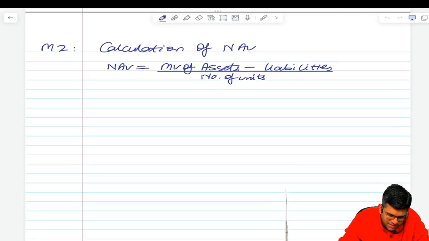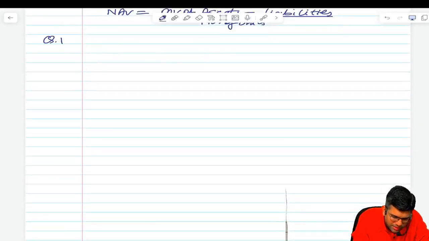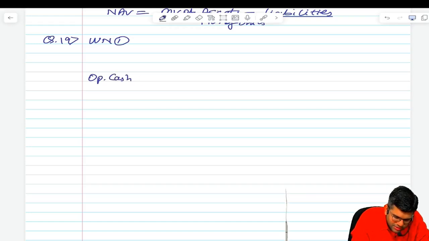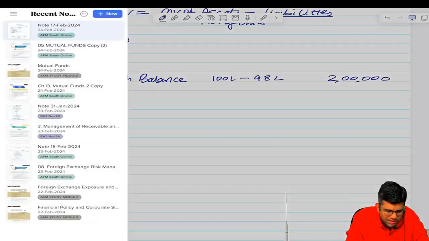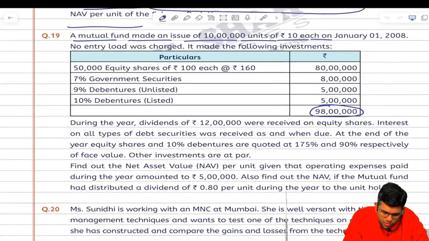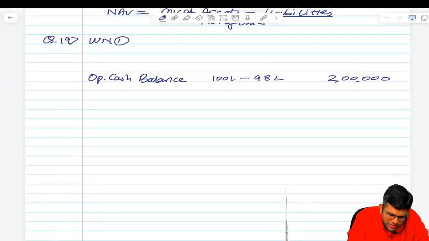Now don't write, I'm just writing something. This is question number 19. Don't write, wait. I'm just making one working note and I am writing here opening cash balance. It is 100 lakh minus 98 lakh, that is rupees 2 lakh. This mutual fund starts with 2 lakh rupee cash, 98 lakh rupee investments. During the year, dividends of 12 lakh rupees were received. I will add the dividends received, of rupees 12 lakh.